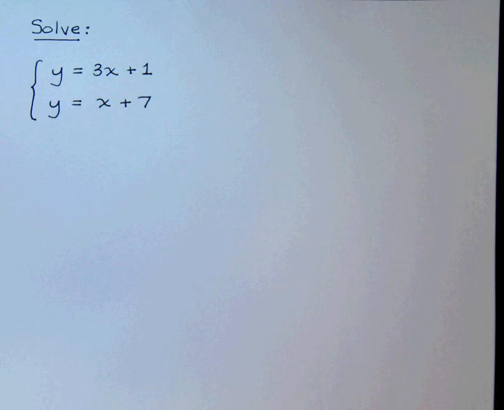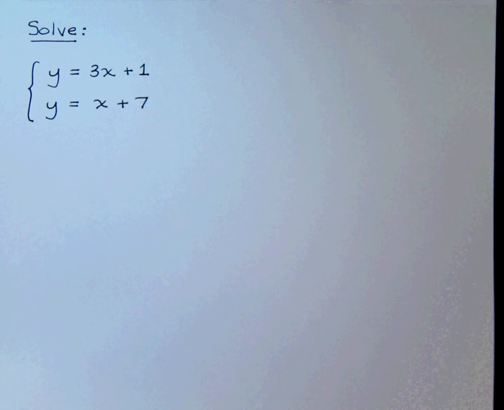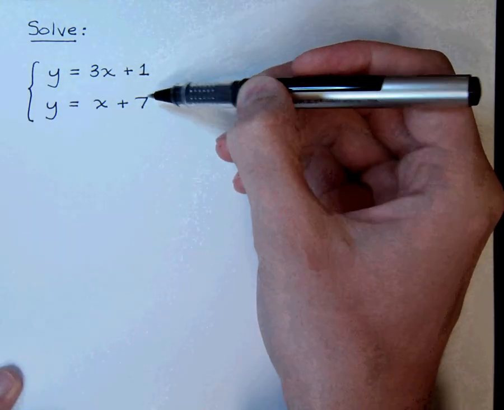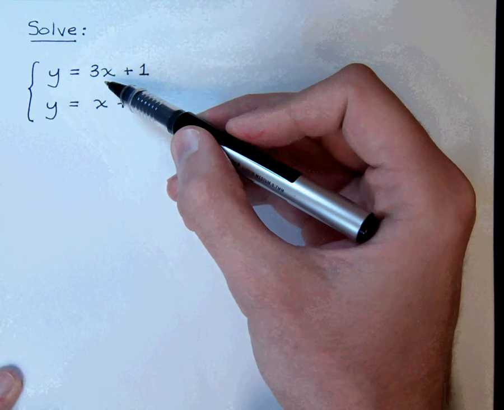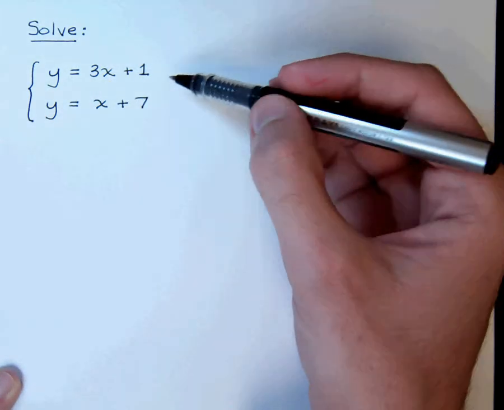In this video, we want to look at solving a system of equations. Remember that a system of equations just contains two equations, it has two variables, and solutions to systems are ordered pairs that satisfy both of these equations.